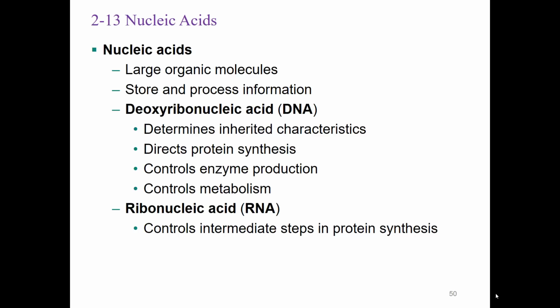Nucleic acids are our final organic molecule. They are large, they store and process information, and there are two types, deoxyribonucleic acid or DNA, which determines your inherited characteristics, helps to direct protein formation, controls enzyme production because enzymes are proteins typically, and will help control your metabolism. RNA or ribonucleic acid will control the intermediate steps in protein synthesis or protein formation, and we know now how important proteins are.